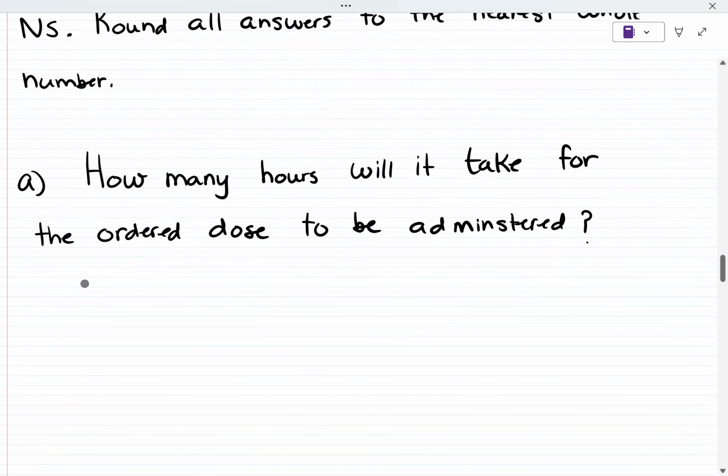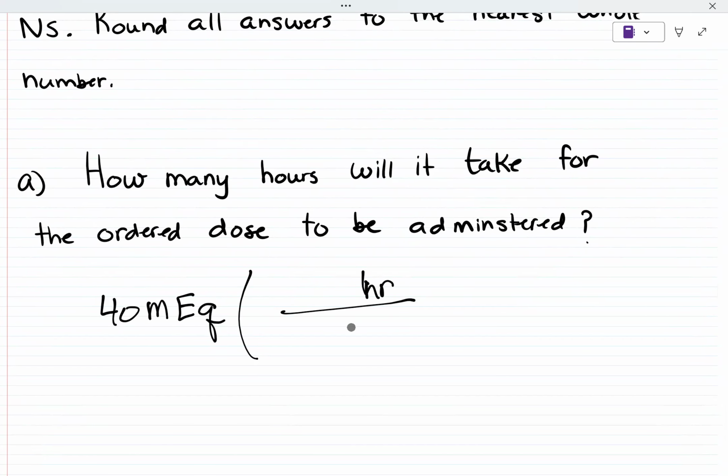This one is not like a dimensional ratio, it's just hours, right? When we start, we started with 40 mEq, and then we want hours on the top, and on the bottom we want to get rid of this mEq.